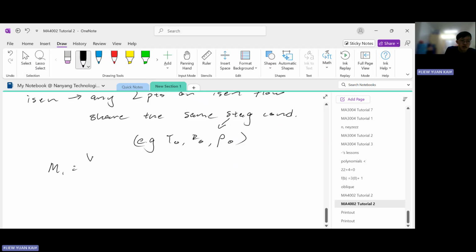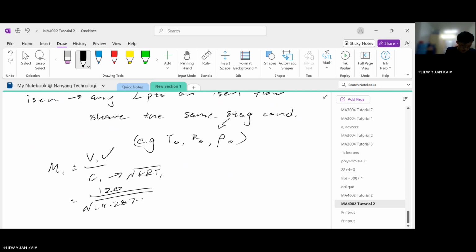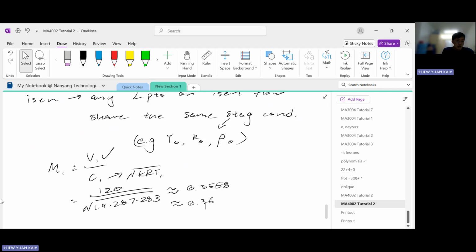So Mach number is given by V1 over C1. Is V1 given? Yes, this is given. C1 is found using square root of K R T1. So therefore, we can calculate it. So 120 divided by square root of K R T1. You will find that the Mach number is about 0.3558. But I'm going to round it off even further to just 2 decimal places, and you'll see why.